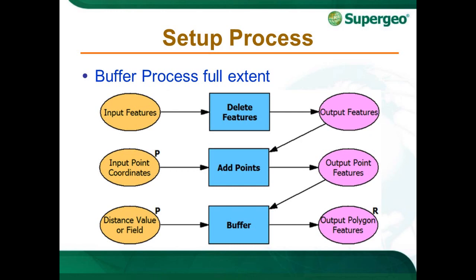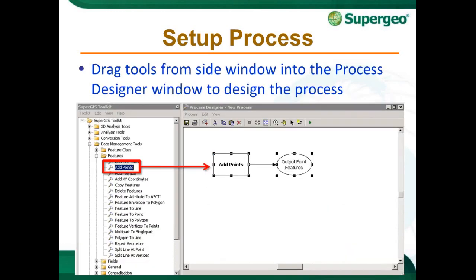Like this is the buffer process for extent. These are some core elements of the buffer process which need to be contained, including adding a point and performing a buffer analysis. On the top side here, you can see we're also adding the delete features tool. Why we need this, I will explain as we perform the demonstration. So we're going to move on to the next slide.